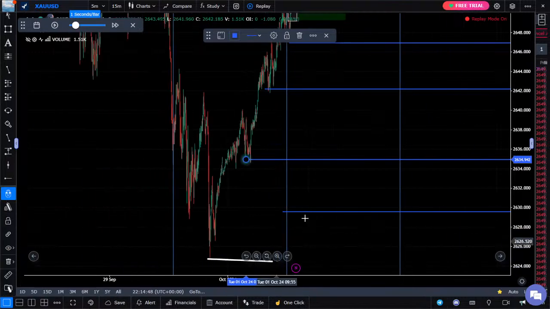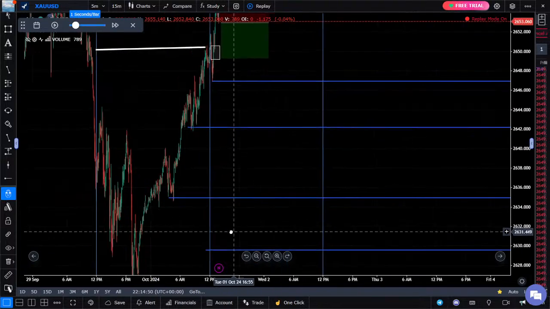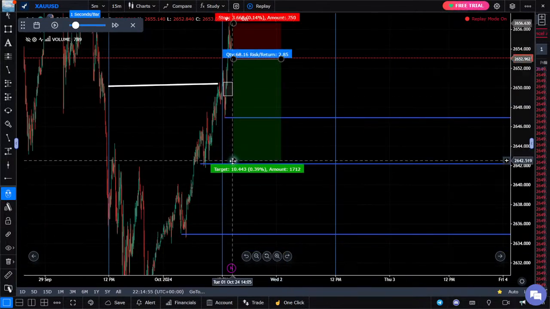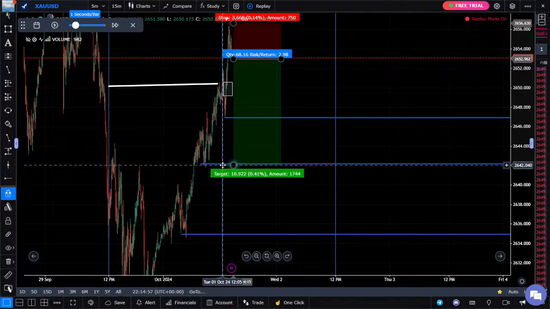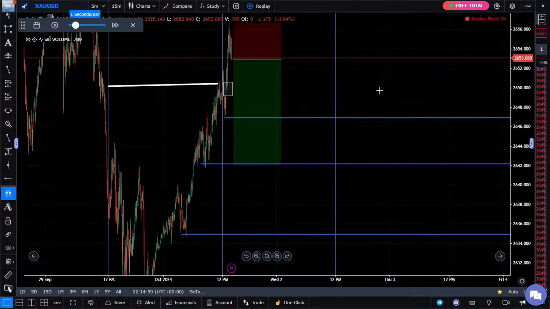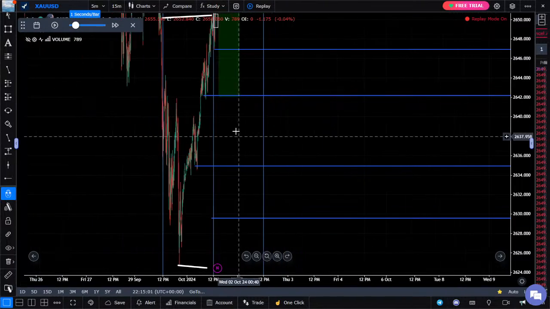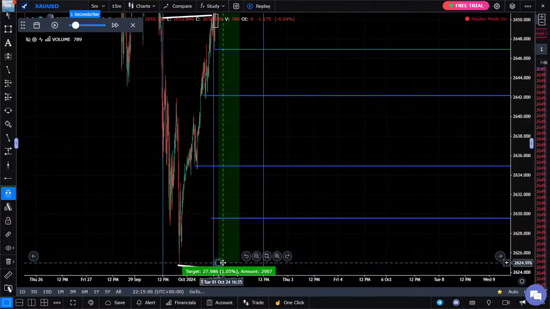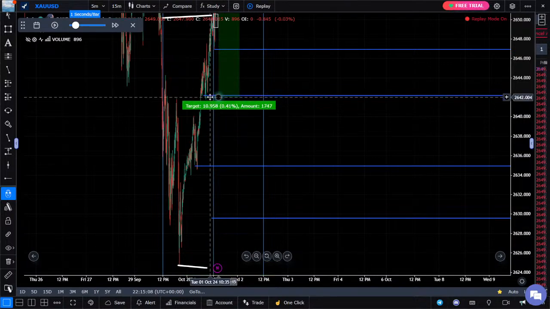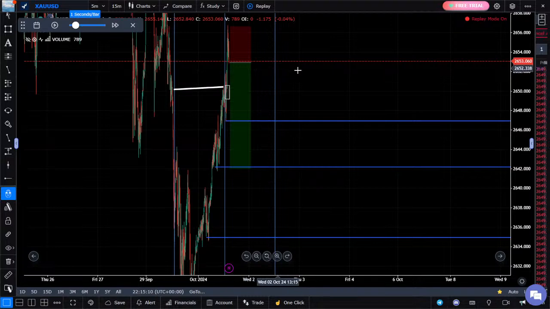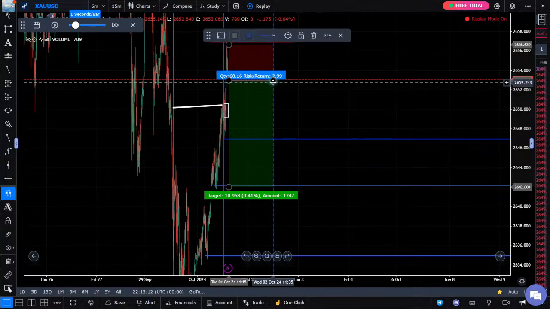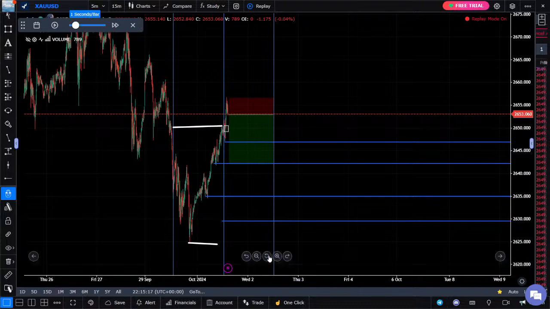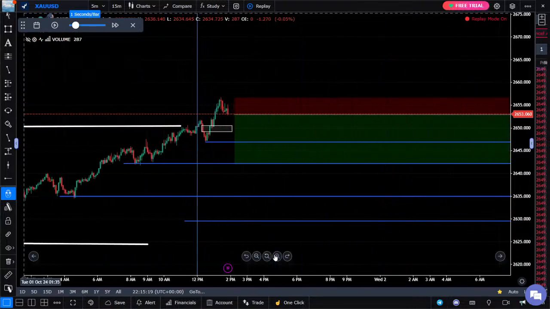Could go for the low. I think we'll go for this one. So that's 10 pips. Let's see how much the low is. 30 pips. So we'll go for there. I don't know if this is even going to be hit, but let's see.